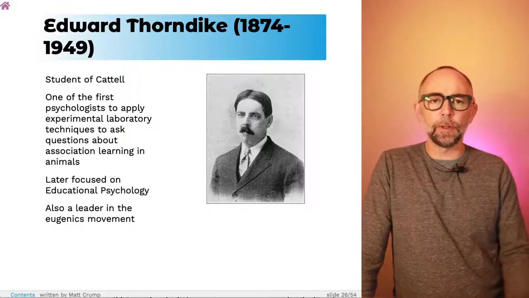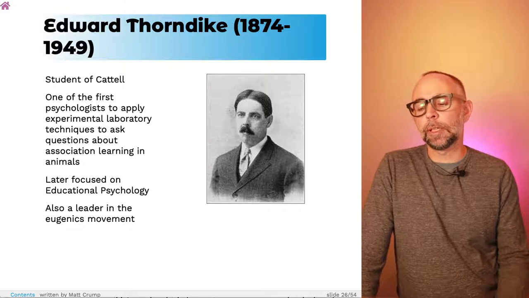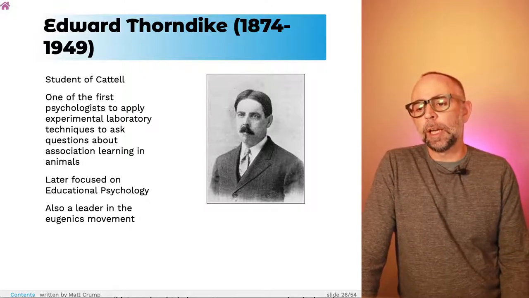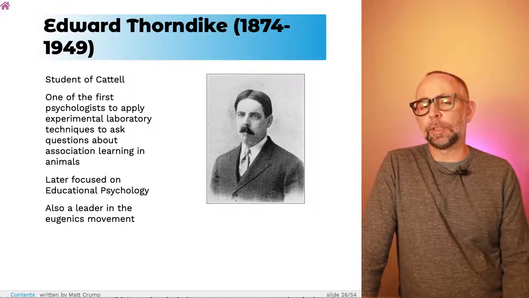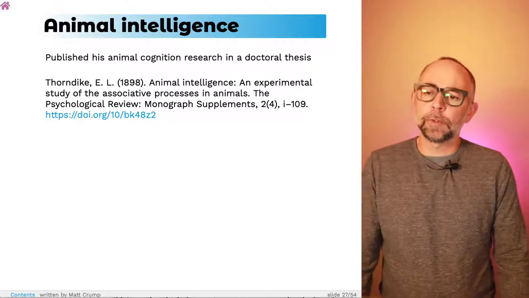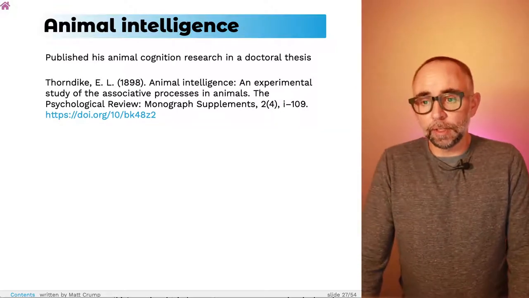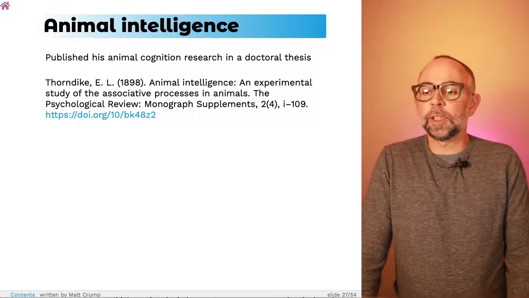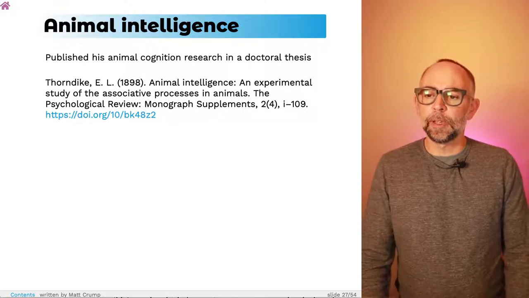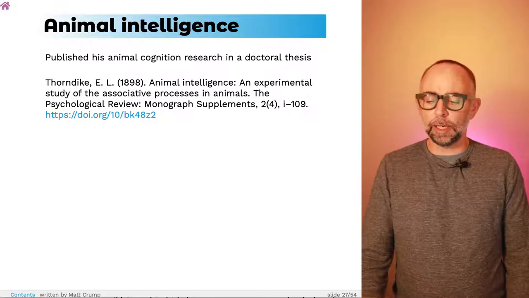He later started focusing on educational psychology, and although we won't go into it here, it's worth pointing out that he was also a leader in the eugenics movement, and that provides some context for why he was interested in animal cognition. So he published his first work on animal intelligence in a doctoral thesis. It was titled Animal Intelligence, an Experimental Study of the Associative Processes in Animals. And you can go ahead and get a copy of that and read through it. It's pretty interesting. This was in 1898.